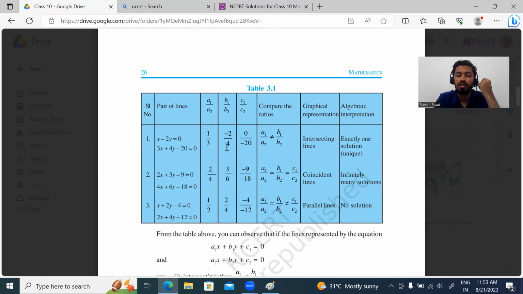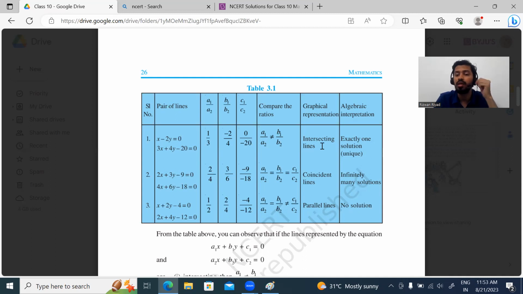In this pair of linear equations, you can see that A1 by A2 and B1 by B2 are not equal, right? A1 by A2 is 1 by 3. B1 by B2 is -2 by 4. Are they equal? No, they are different. 1 by 3 is different from -2 by 4. So here we can say that A1 by A2 and B1 by B2 are not equal. A1 by A2 is not equal to B1 by B2. In such a case, they are intersecting lines.